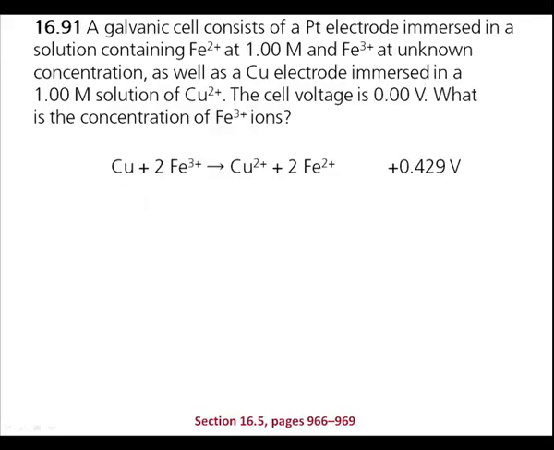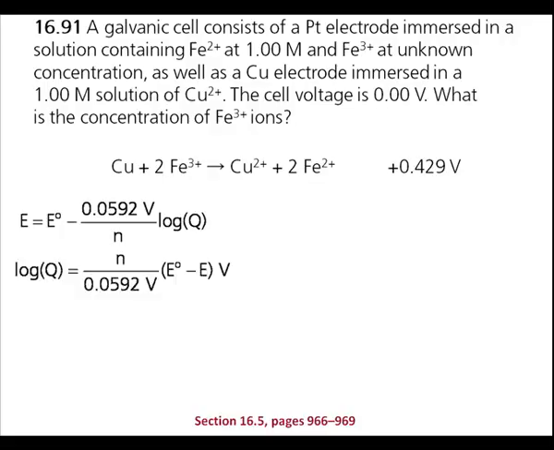So how do we get the Fe3+ concentration? Well, it's going to be part of the expression E equals E0 minus 0.0592 volts divided by n times log Q, where Q is the reaction quotient, and that contains the concentrations of species in this reaction. So this is known as the Nernst equation.